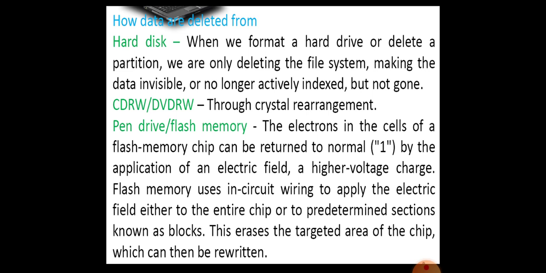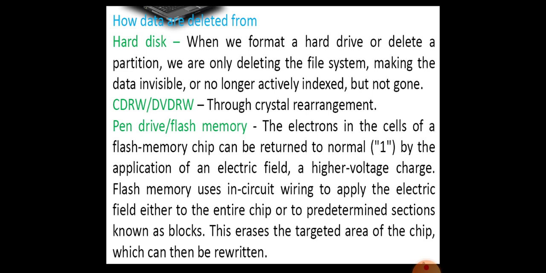Then how to remove data from a pen drive. The electrons in the cells of a flash memory chip can be returned to normal by the application of an electric field, a higher voltage charge. Flash memory uses in-circuit wiring to apply the electric field either to the entire chip or to predetermined sections known as blocks. This erases the targeted area of a chip, which can then be rewritten.